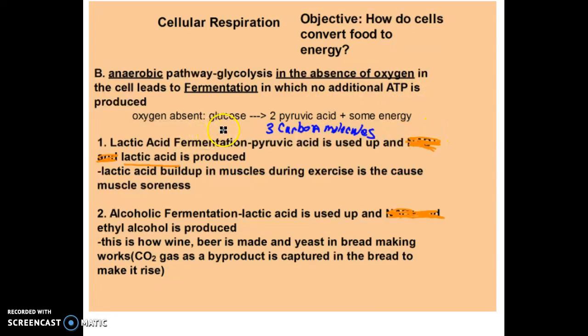So in the absence of oxygen, we have glucose produce 2 pyruvic acid molecules and a little energy, but not very much of that ATP. What we do have happen is lactic acid fermentation, which happens in your muscles.